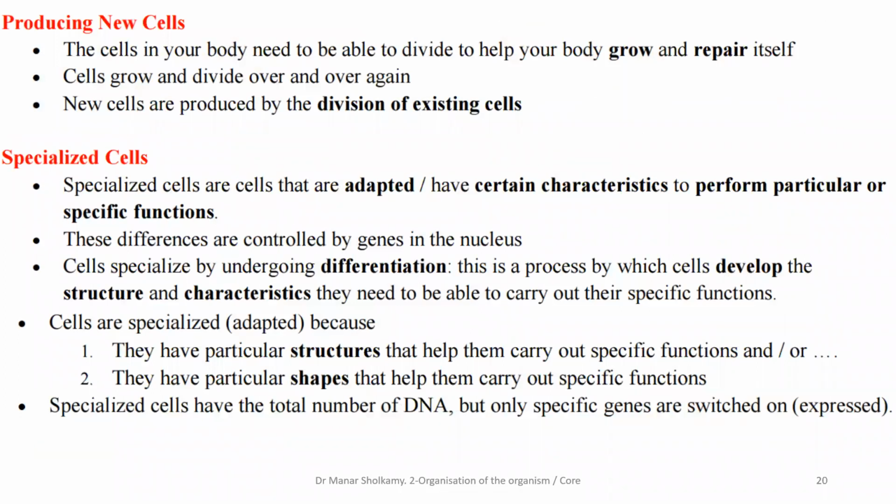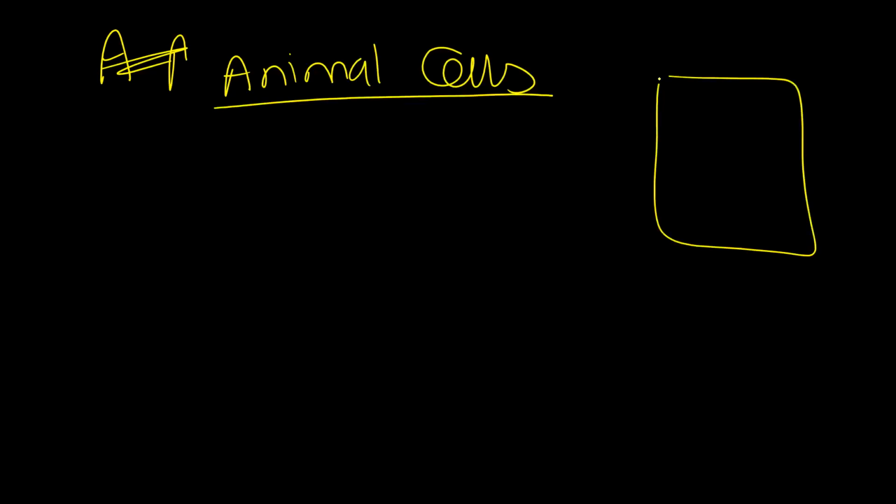This page on the slide, it is slide 20, and this is exactly there in your notes. Now we want to talk about producing new cells in your body and specialized cells. Now, to cut a long story short, so you don't get lost, we will be talking about animal cells, not plant cells. Because we know that plant cells, all of them, have a rectangular shape. They all have this same shape. They are rectangular. But animal cells are a different story.